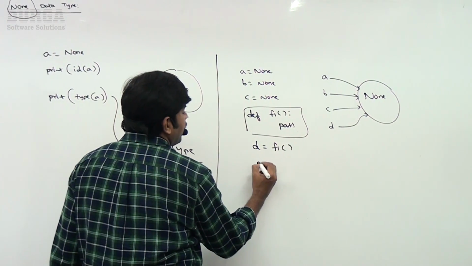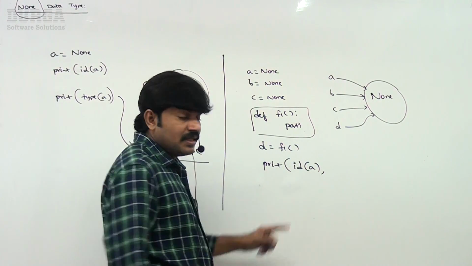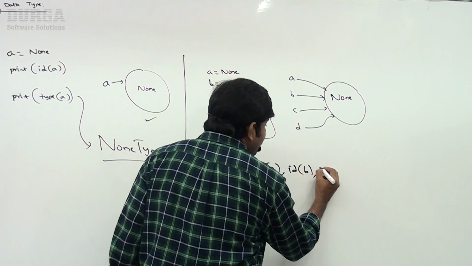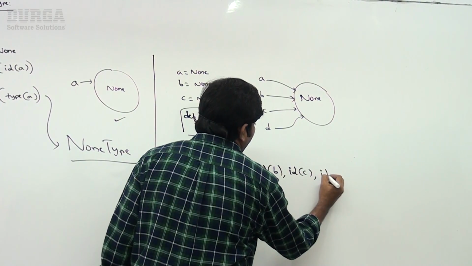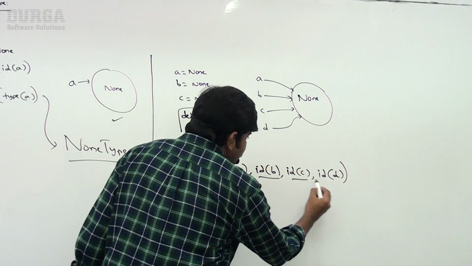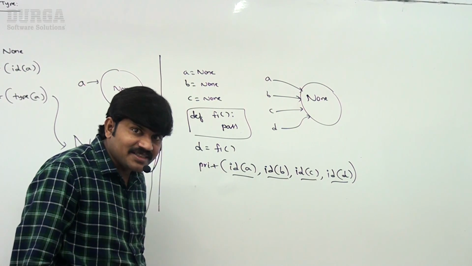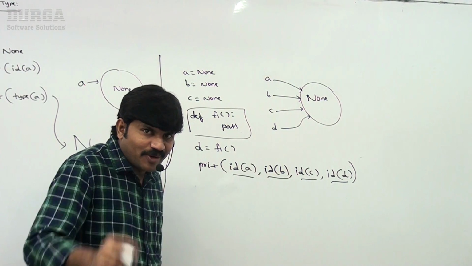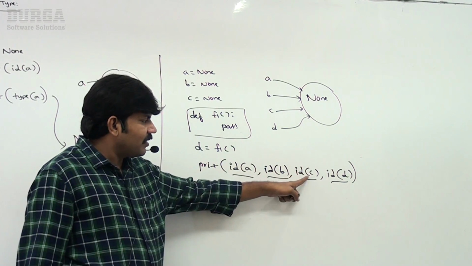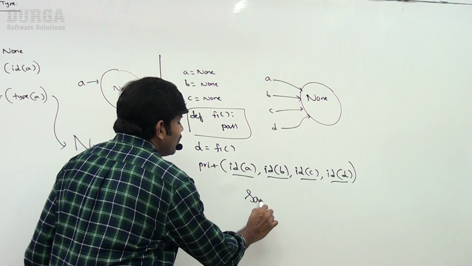Very simple. Print of ID of A. What is the address of A? Next, ID of B, what is the address of B? Next, ID of C, next, ID of D. Now A, B, C, D, four variables are available, right? In Python's print statement, you can pass any number of arguments, no problem at all. More flexibility. What is the address of A, B, C, D? We are always going to get the same value.